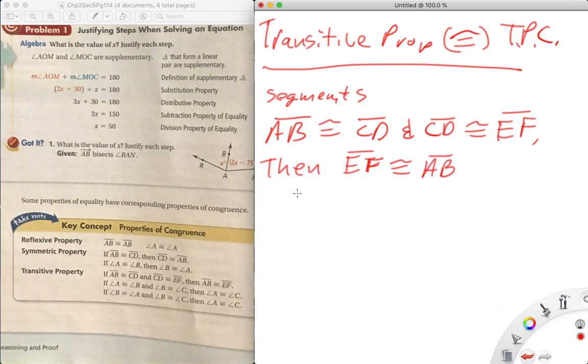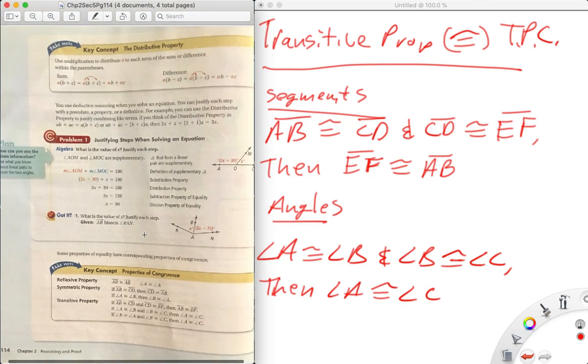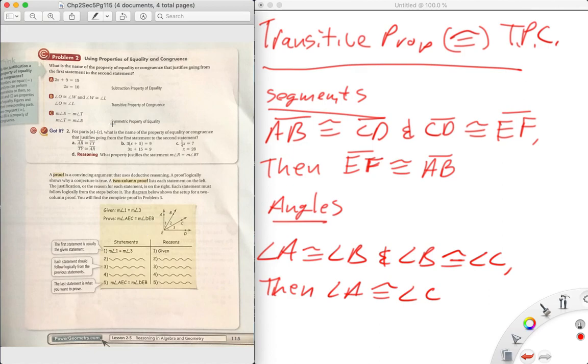It also works for angles. If angle A is congruent to angle B, and angle B is congruent to angle C, then angle A is congruent to angle C. Using properties of congruence.